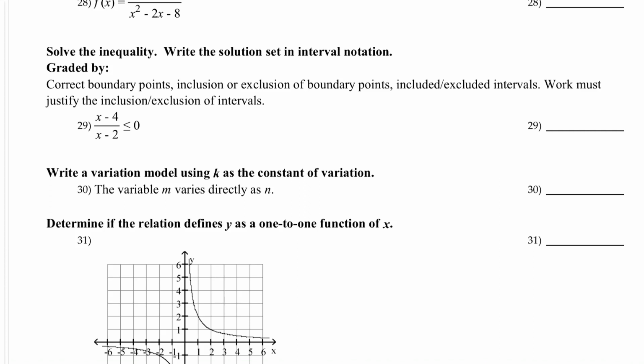Number 29, solve the inequality and write the solution set in interval notation. So we have a rational function here, and it is an inequality. We need to have the correct boundary points, and the solution set, we need to write it as an interval.